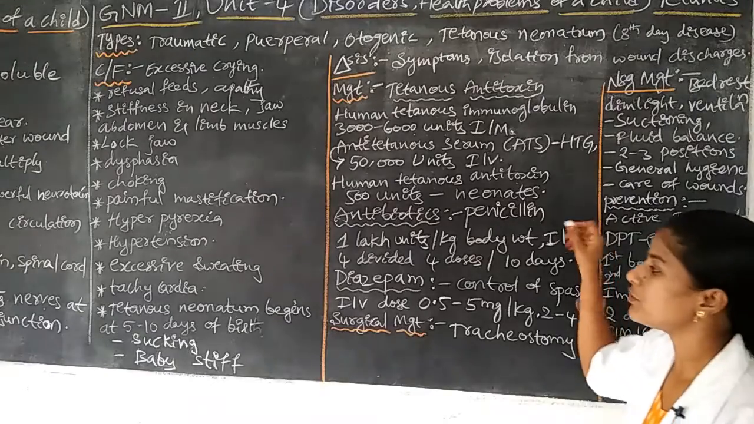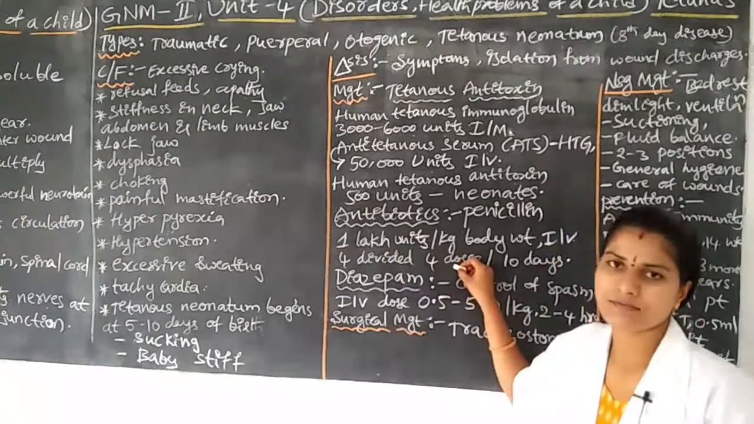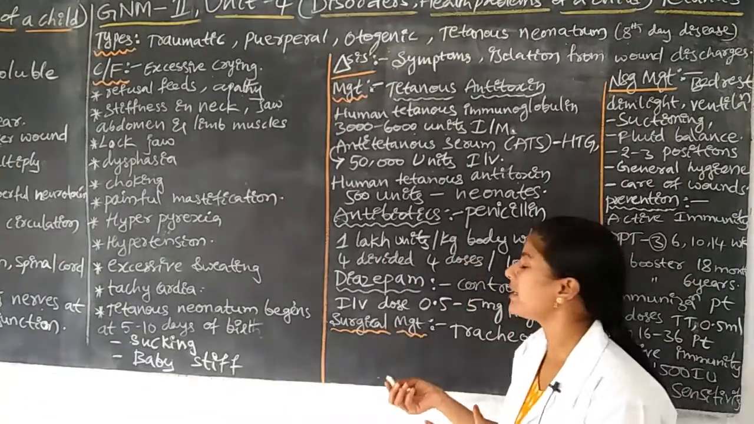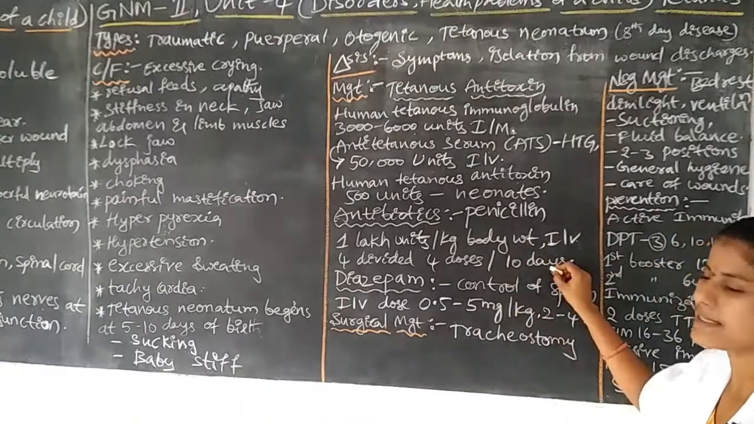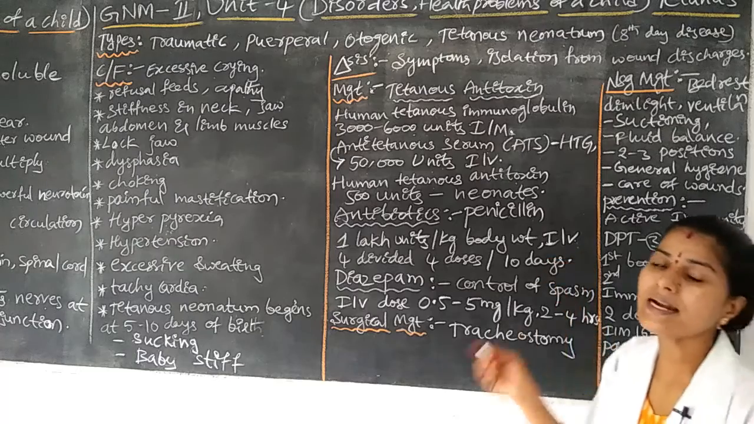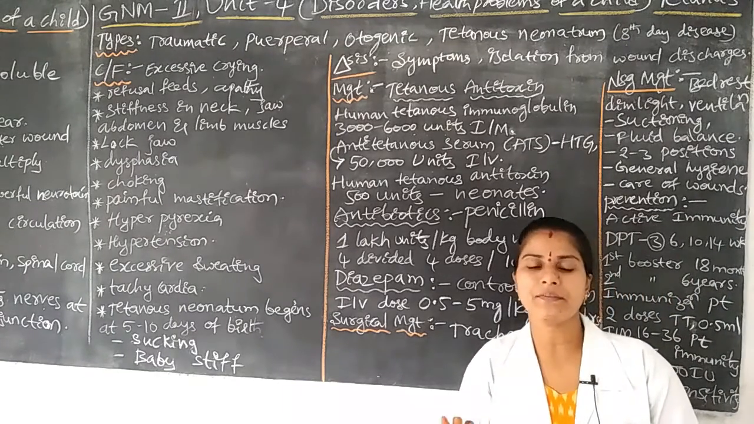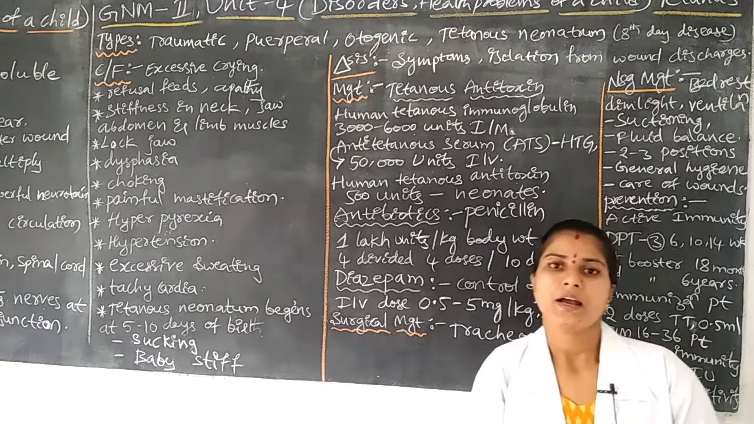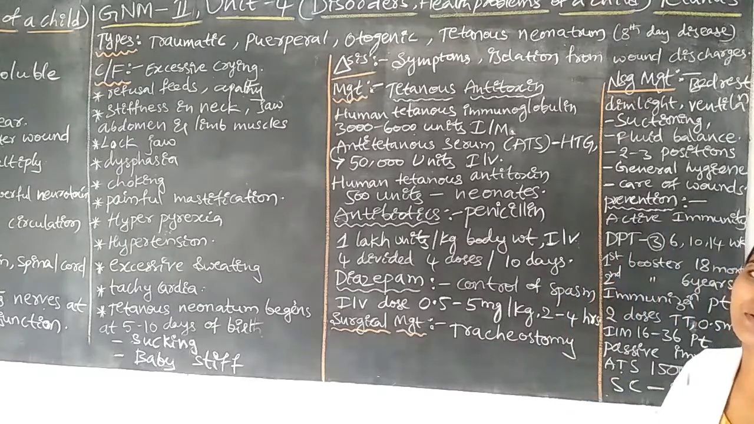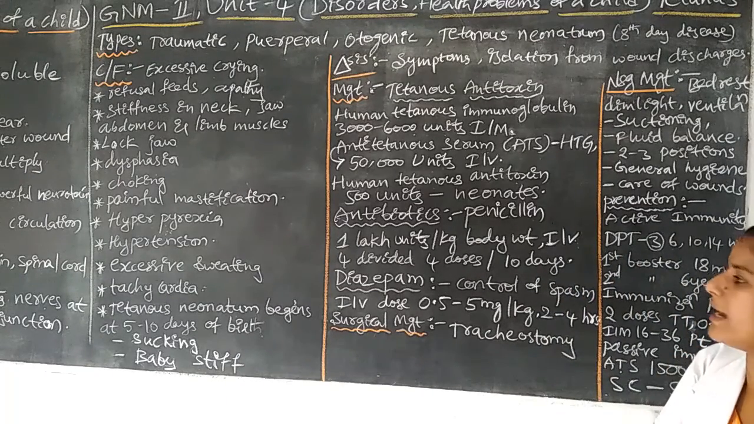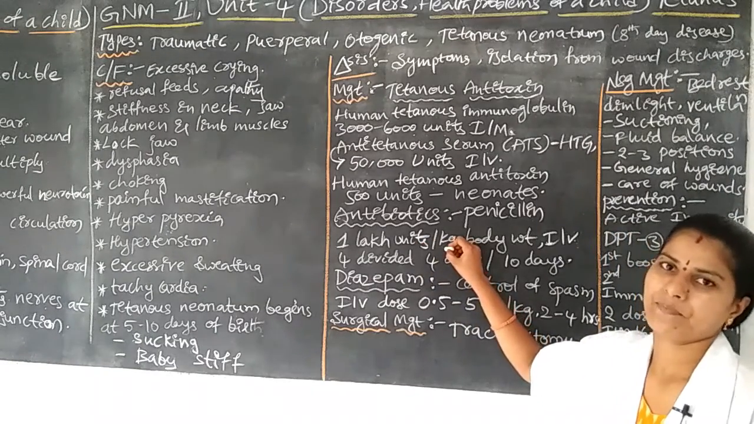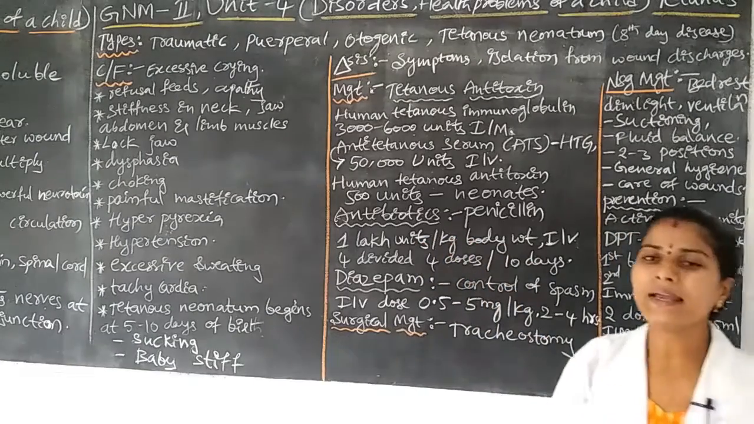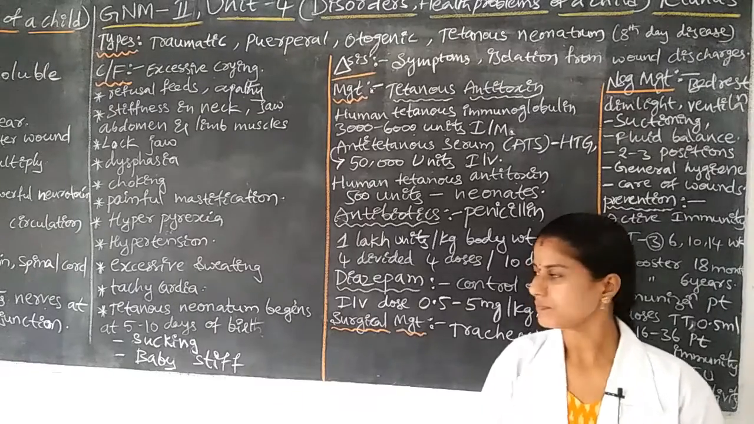The dosage should be divided into 4 doses. For 10 days of life, 10 days of duration, up to 4 doses. Each dose has 1 lakh units per kg body weight. The route is only intravenous.